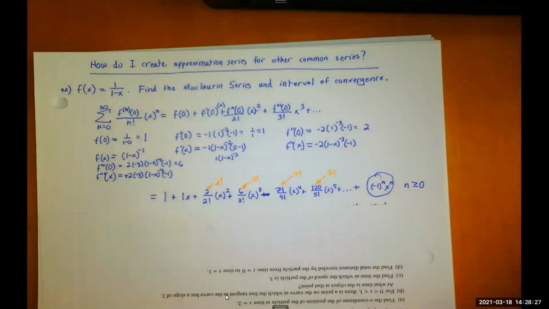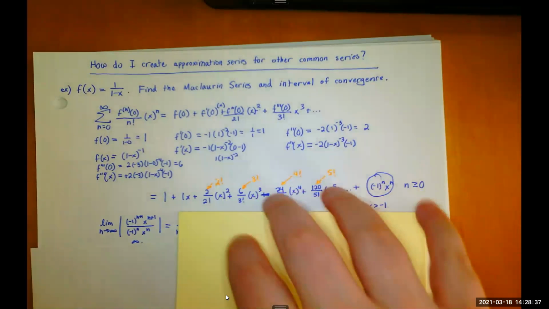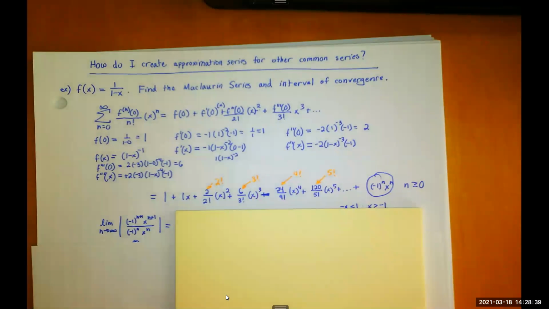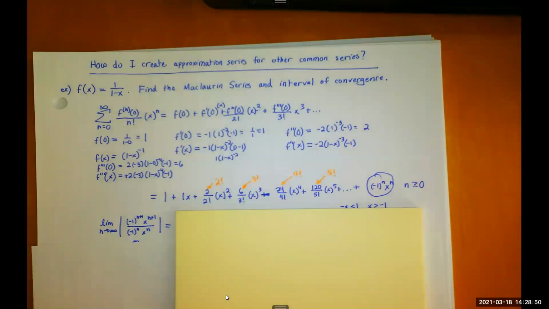Okay. So how about the interval of convergence? How are we going to do that? Well, the interval of convergence is, of course, done with the ratio test. So I do the ratio of the n plus 1th term to the nth term. Negative 1 to the n plus 1, x to the n plus 1, divided by negative 1 to the n, x to the n. I simplify.